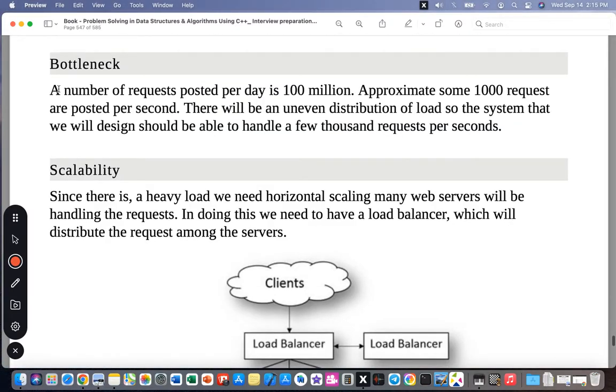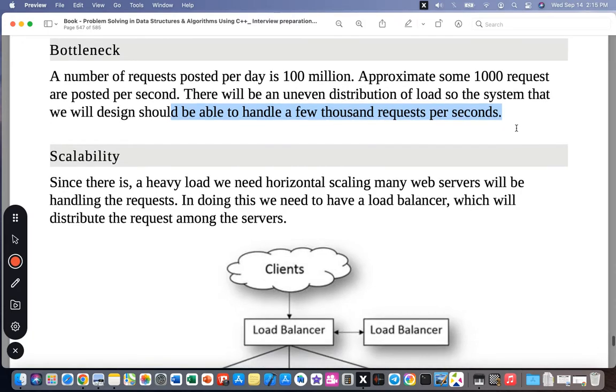What is the bottleneck? The number of requests posted per day is 100 million, approximately 1,000 requests posted per second. There will be an uneven distribution of load, so the system should be designed to handle a few thousand requests per second. Because it's not evenly distributed, we say a few thousand to take the uneven distribution into consideration, right?